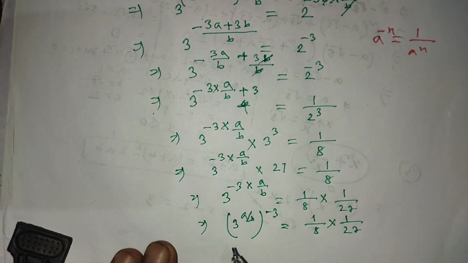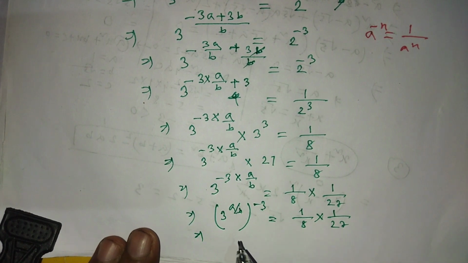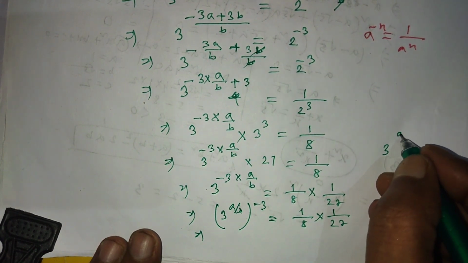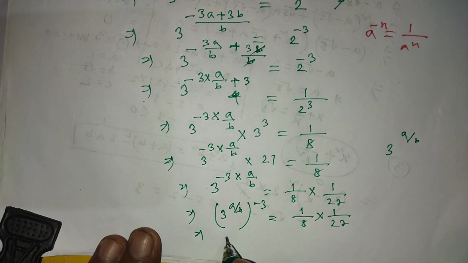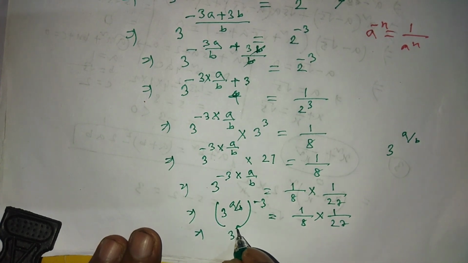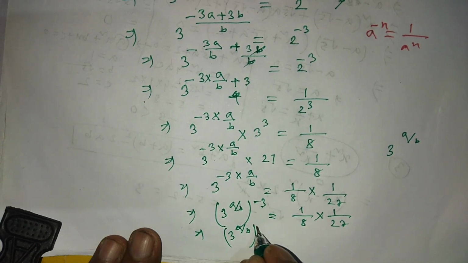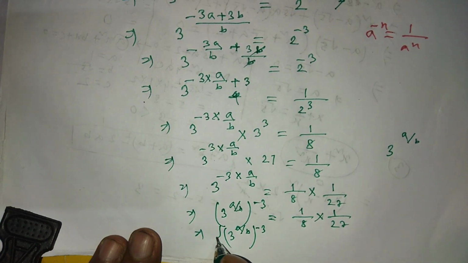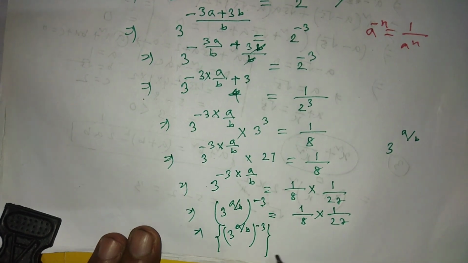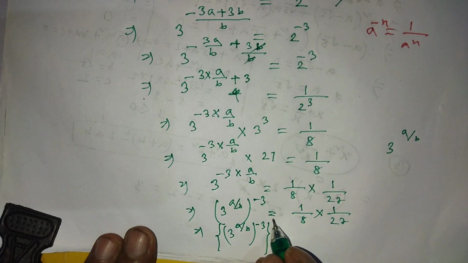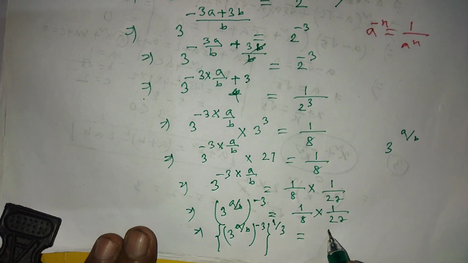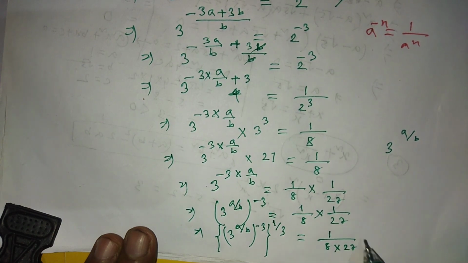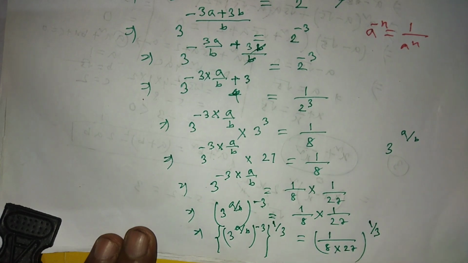Okay student, so to find the value of 3 to the power a by b, we have to take power 1 by 3 on both sides. So we have to write 3 to the power a over b whole to the power minus 3, and we have to again write the second bracket, and in the place of power we have to write 1 by 3. So we have to take power 1 by 3 on both sides. So here will be 1 by 8 into 27 whole to the power 1 by 3.